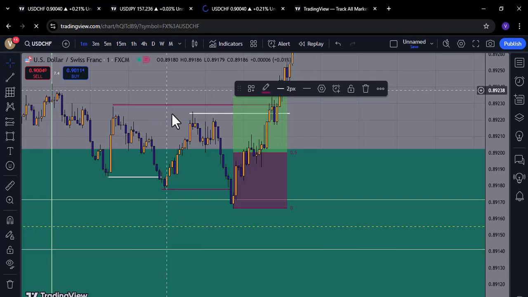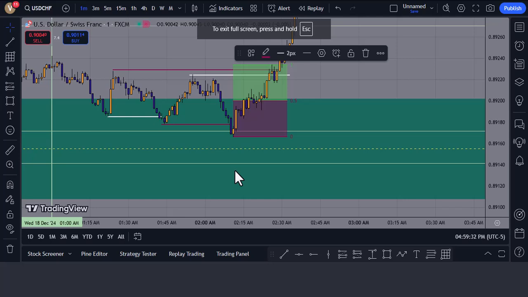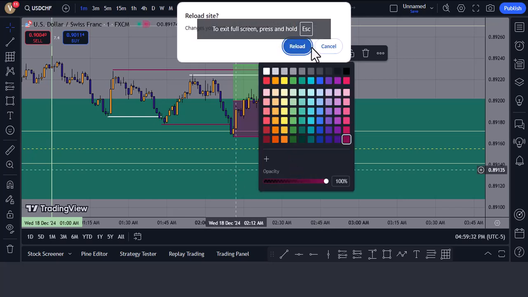So immediately price took away this one again as a stop hunt. Then it started going up.